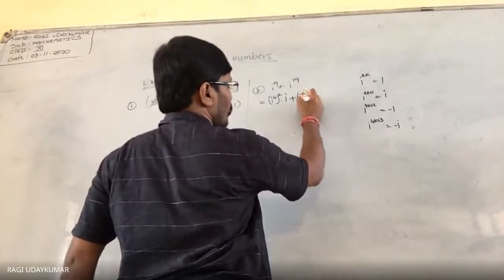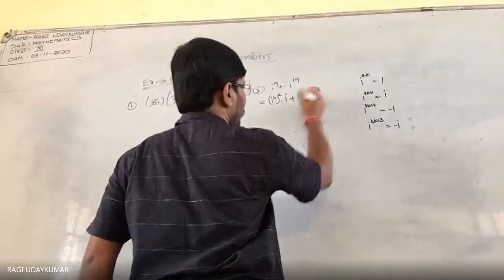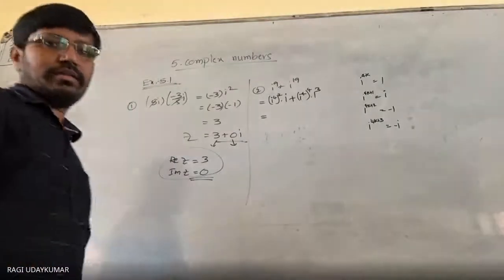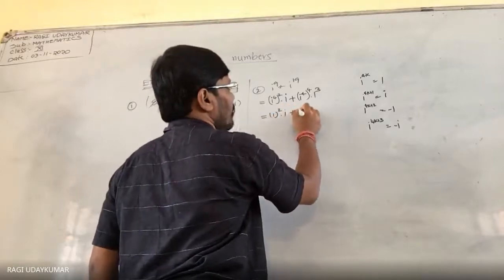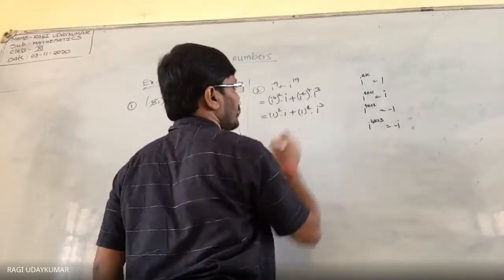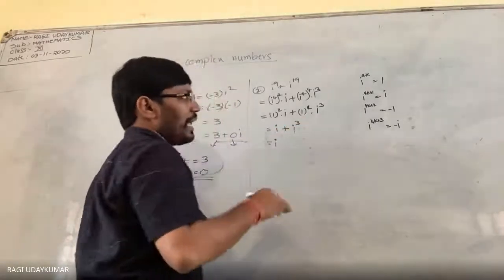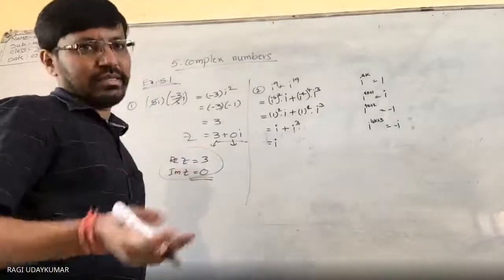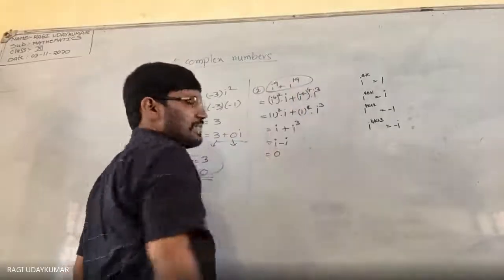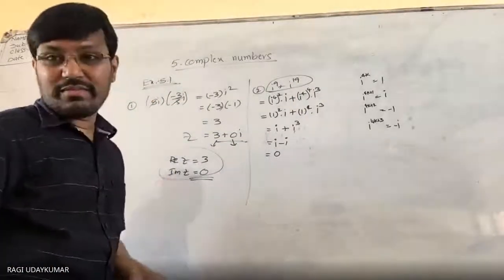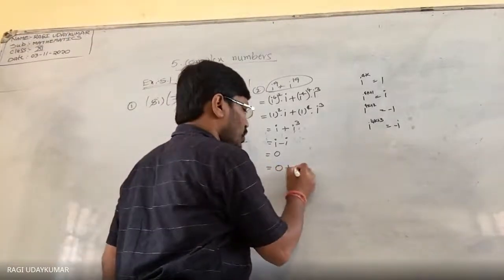Now i to the power of 9 is i to the power of 8 into i, and i to the power of 4 has value 1, so we get i here plus i cube here. What is the i cube value? It is minus i. So i plus minus i is equal to 0. The value of this is equal to 0. How do you write 0 in the form a plus ib? 0 plus 0i, that's all.